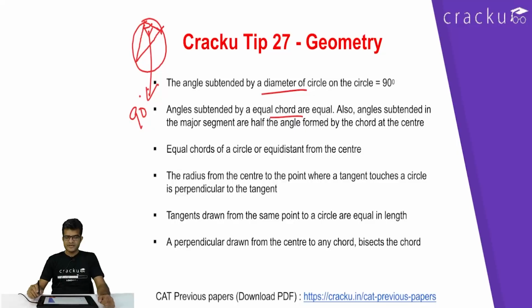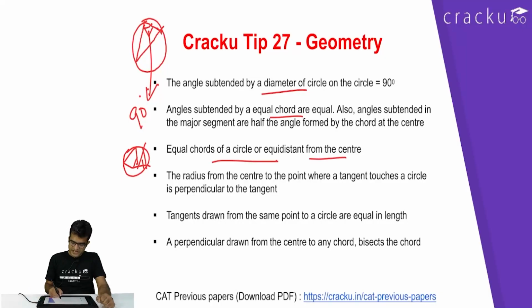Similarly, angles subtended by equal chords are equal. That is, if you have a circle over here, this is one chord and this is another chord. If the lengths of both the chords are the same, then this angle subtended by them at the center will be the same as this angle. Equal chords subtend equal angles at the center of the circle.